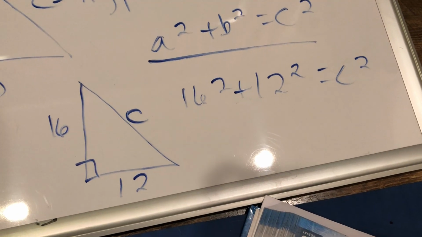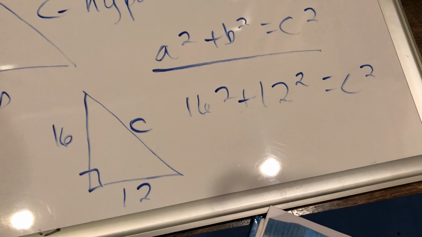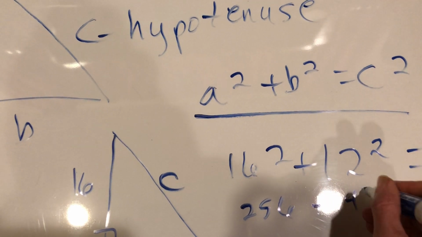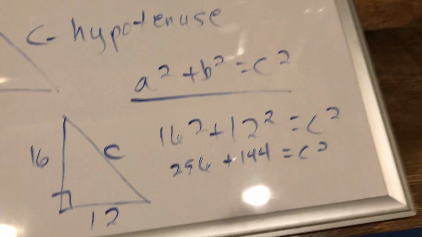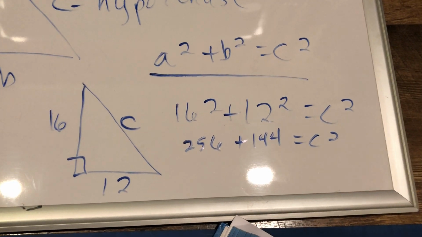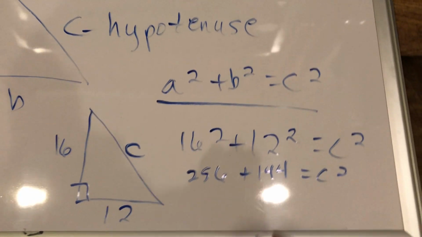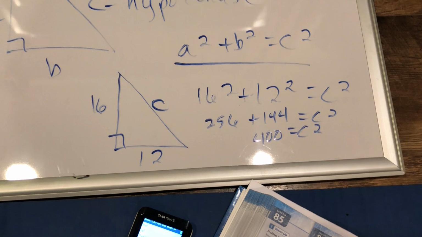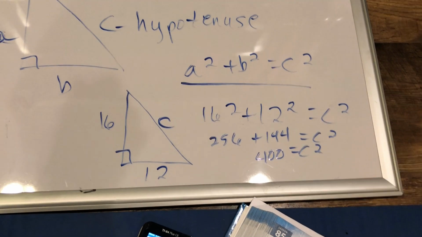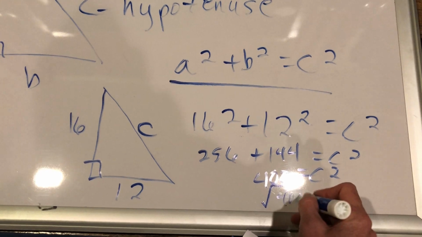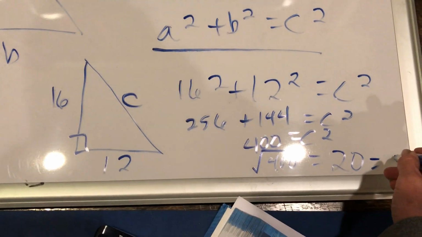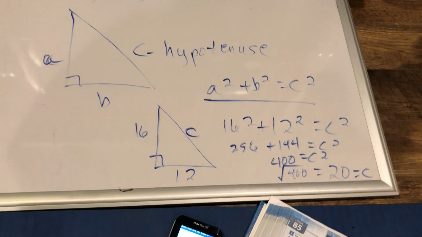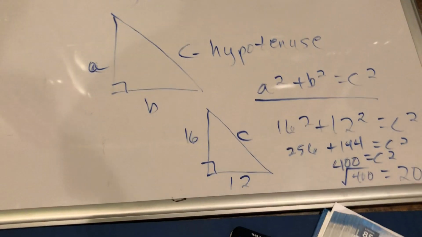So you figure out what 16 squared is, which would be 256. And then 12 squared is 144. So then you'd add 256 and 144 and get 400. And that's what c squared is, but you want c. So to get c, you're going to take the square root of 400. That shouldn't be any big deal for y'all. So c is 20. And that would be your answer on that one.